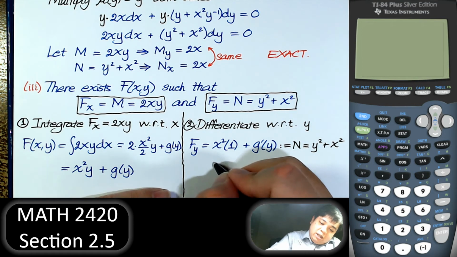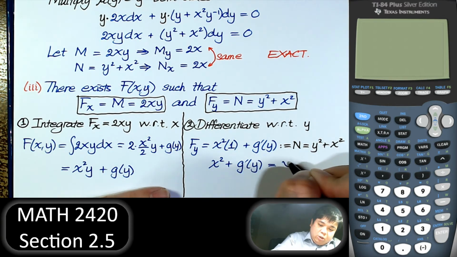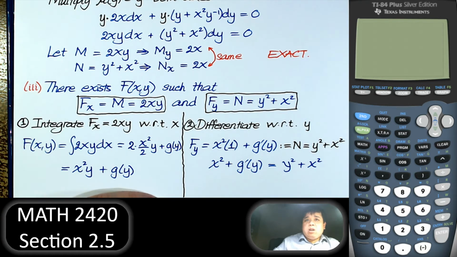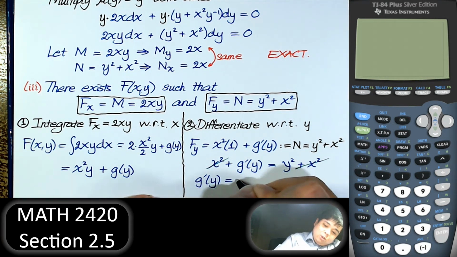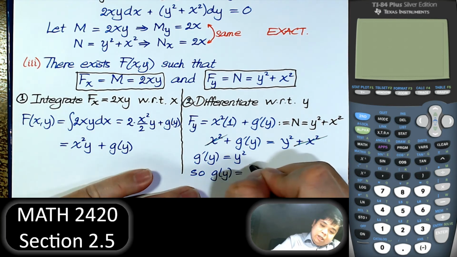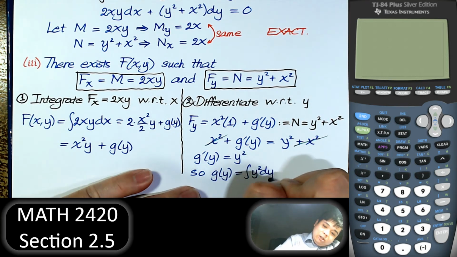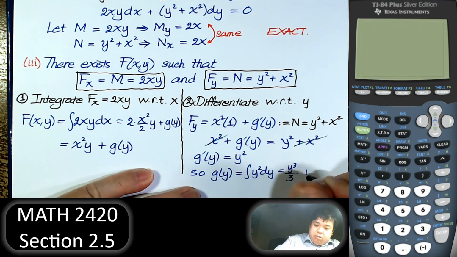Rewrite this: x squared plus g prime of y equals y squared plus x squared. Usually if everything works out, something will cancel out. So g prime of y is equal to y squared. Integrating that gives us g of y equal to the integral of y squared dy, which is y cubed over 3 plus the constant c.